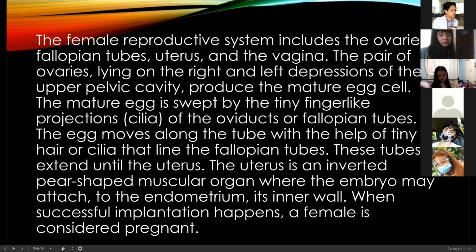The uterus is an inverted pear-shaped muscular organ where the embryo may attach to the endometrium. This is the lining of your uterus. Endo means inside the uterus. Exo means outside, but it's endo. The endometrium is the inner lining, its inner wall. When successful implantation happens, a female is considered pregnant.